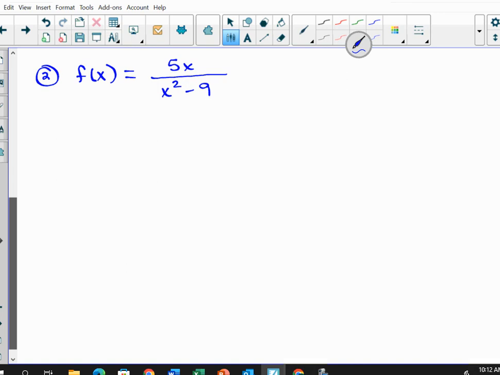All right, next one, f of x is equal to 5x over x squared minus 9. So I'm going to list out all those same pieces that we're looking for. If there's a hole, vertical asymptote, horizontal or slant, x-intercept, y-intercept, point if we need it.